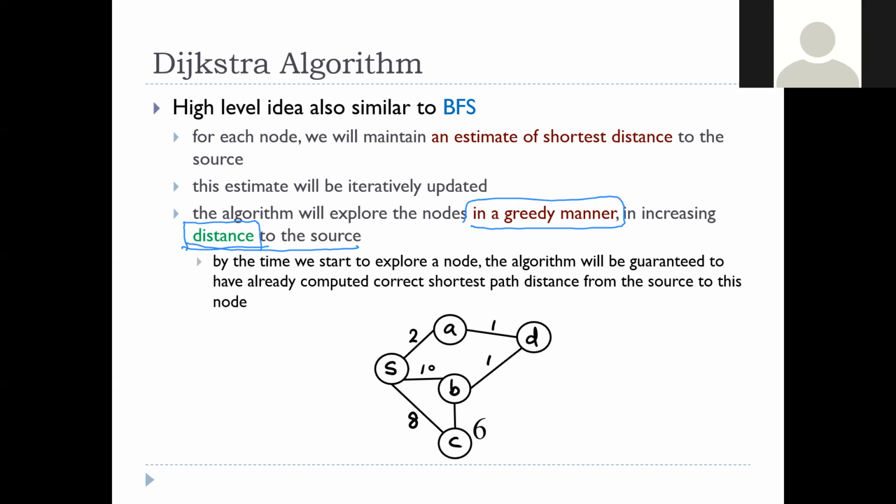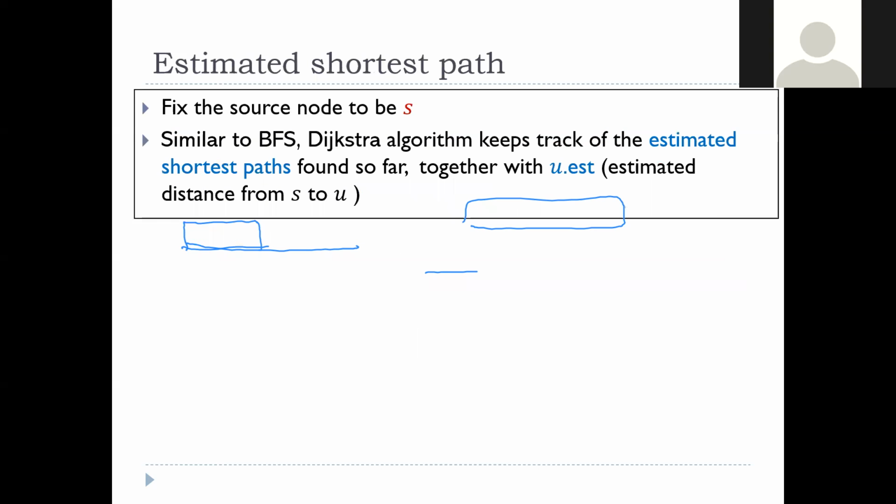Another guarantee that this algorithm has is that by the time we start to explore a node, the algorithm will be guaranteed to have already computed the correct shortest path distance from the source to this node. Just like in BFS, when we start to explore a node, we already know the number of edges needed to reach that node from the source. All right, so here's the high-level idea.